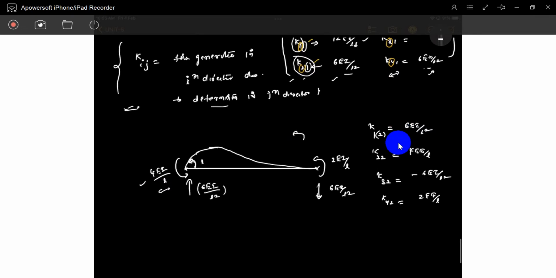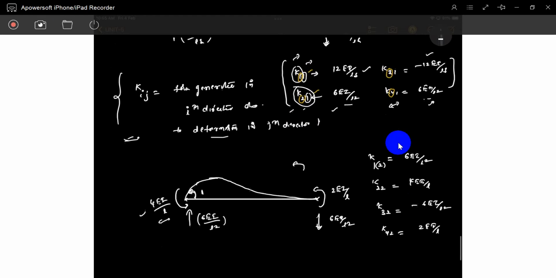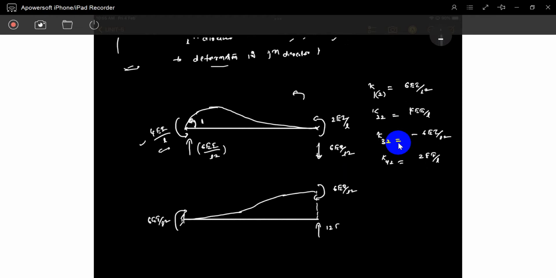Now if you go to the third and fourth, they are similar. I will give the third a unit deformation. You can write it like 6EI by L square, 6EI by L square, so the moment is that. And 12EI by L cube, 12EI by L cube. This is the unit deformation.